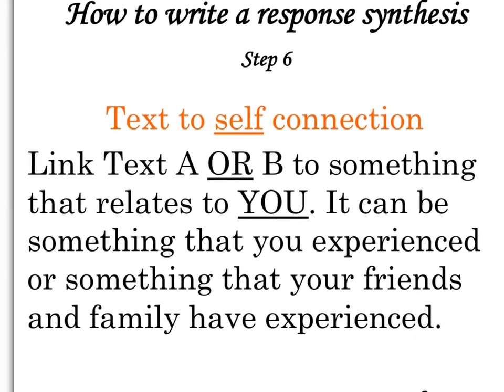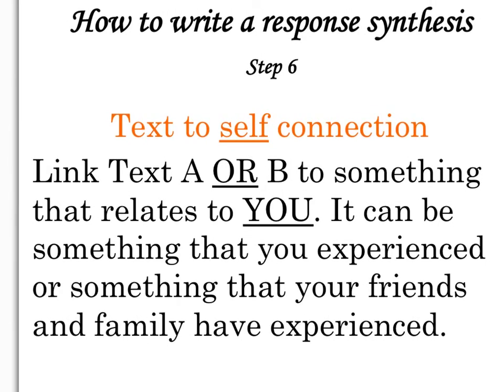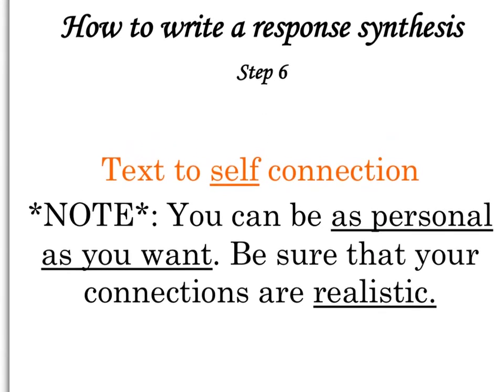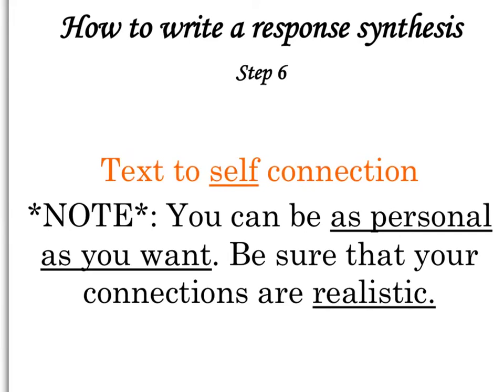A text to self connection is, again, as it says in the title, you link the text A or B to something that relates to you. It doesn't necessarily have to be something that relates to you. It could also be something that has happened to your friends or family. Now, an important note about text to self connections: often students shy away from these because they don't want to get too personal. You don't have to tell me your life story. You don't have to bare your soul. You can be as personal as you want. And often, these are the best types of connections you can make because they're the easiest to write about. You know who you are and what you've experienced, so it's easy to write about those things.